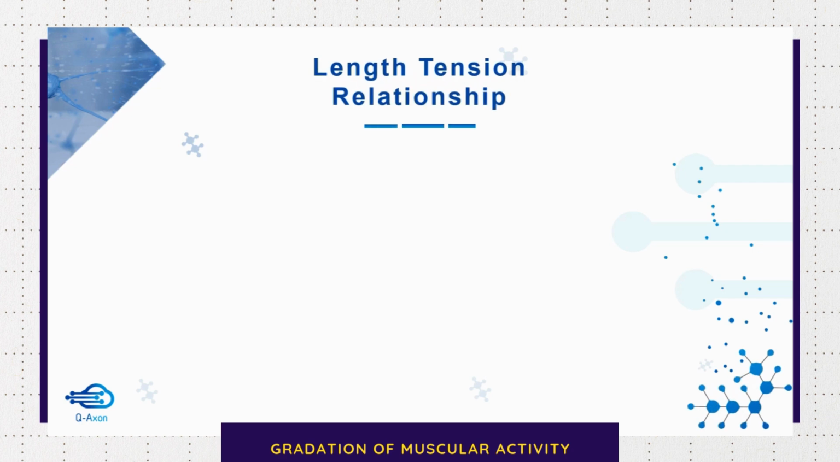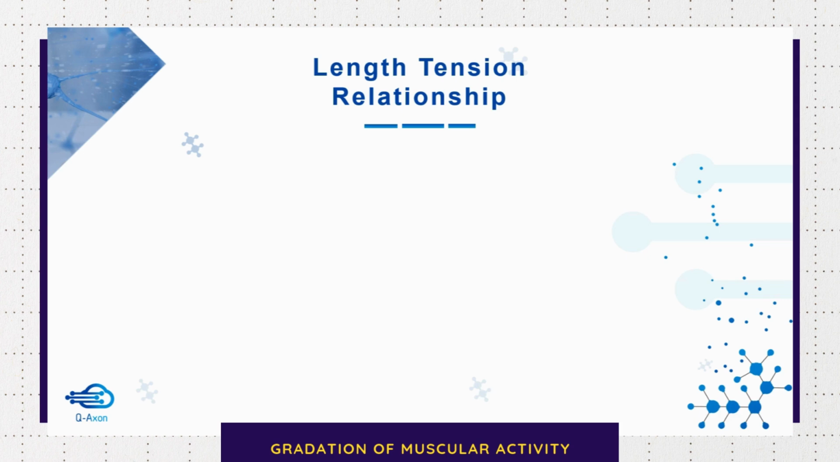Now let's study another interesting property of the muscle, that is the relationship between the initial length of the muscle fiber and the tension generated in it. What do you do when you're asked to throw a stone to your best ability? You first take your hand backward and then you throw. Likewise, when you want to kick a football, you take your foot backward and then you kick. This is because you're trying to stretch your muscle, you're trying to increase the initial length of the muscle, so that you can generate more power, more tension.